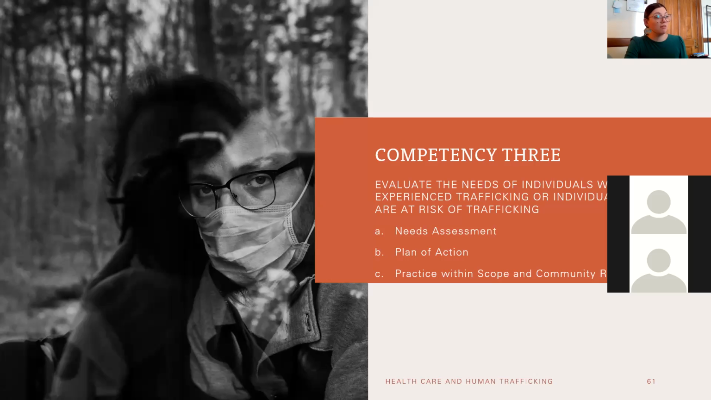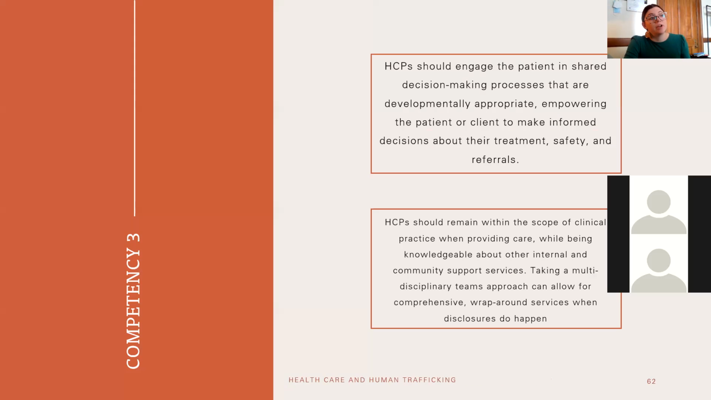Competency 3. So evaluating the needs of individuals who have experienced trafficking or individuals who are at risk of trafficking, broken down into 3 categories: a needs assessment, a plan of action, and practice within the scope and community referrals. Healthcare professionals should engage with the patient in shared decision-making processes that are developmentally appropriate, empowering the patient to make decisions about their treatment, their safety, and what referrals are best for them.